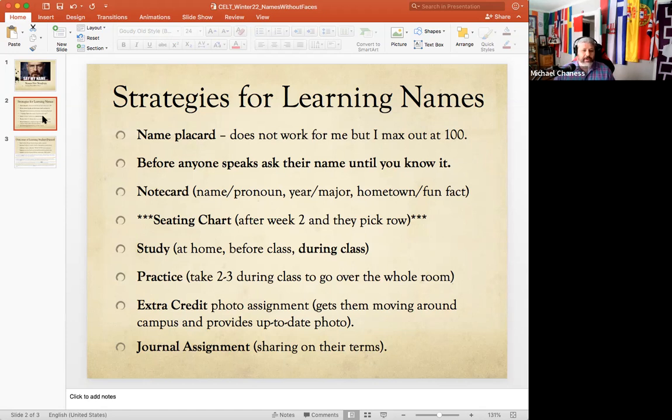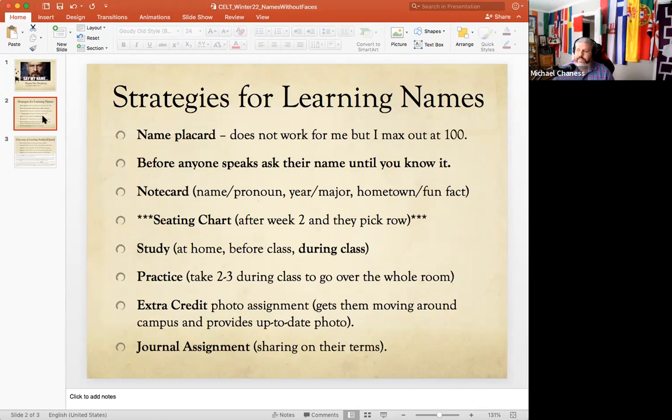But in my larger classes, I actually use the note cards after I've learned everybody's name. I don't use them to learn names, and I don't use them to take attendance. I use them to have a little bit of information about them once I've learned who they are.